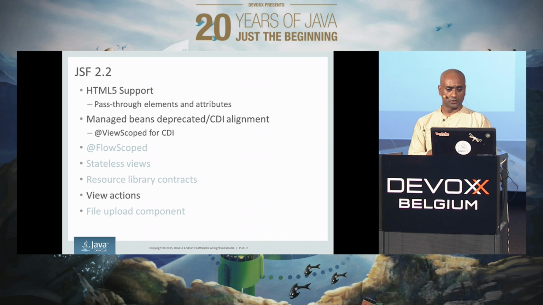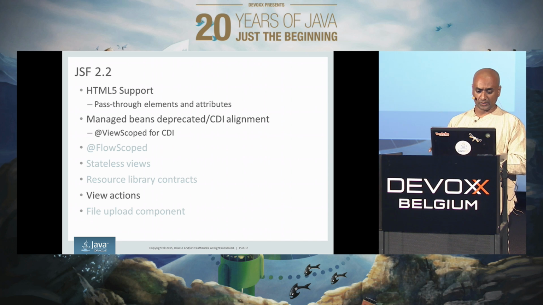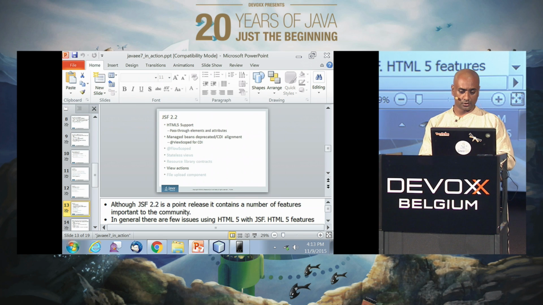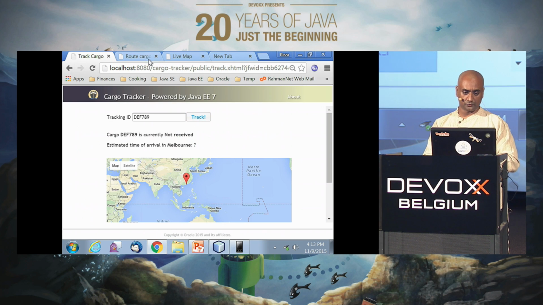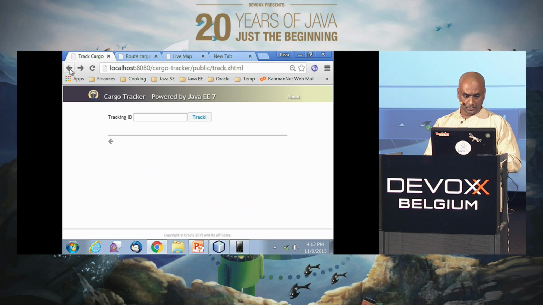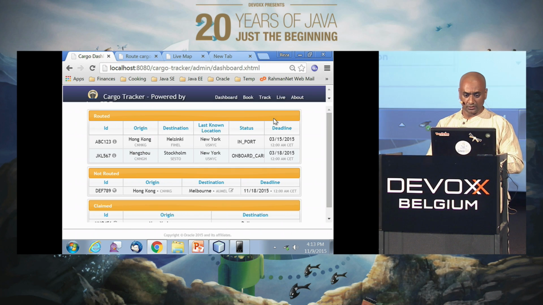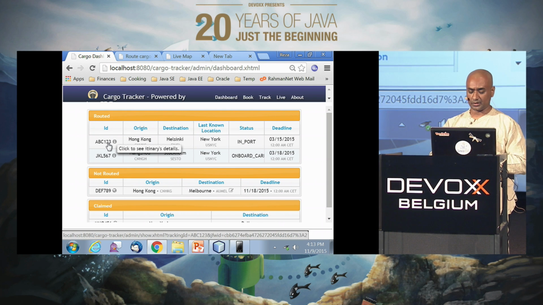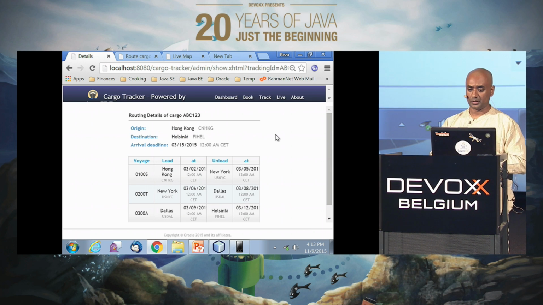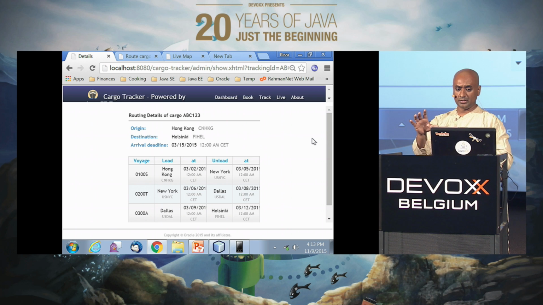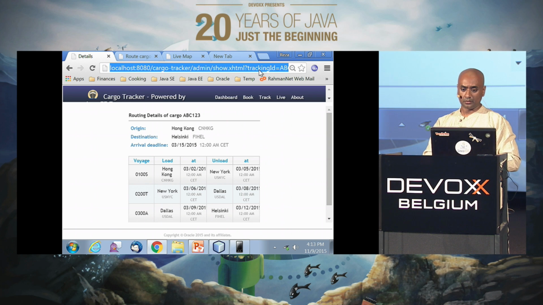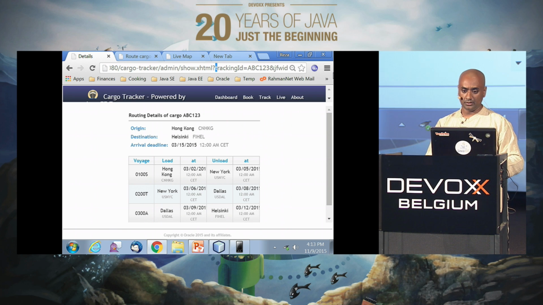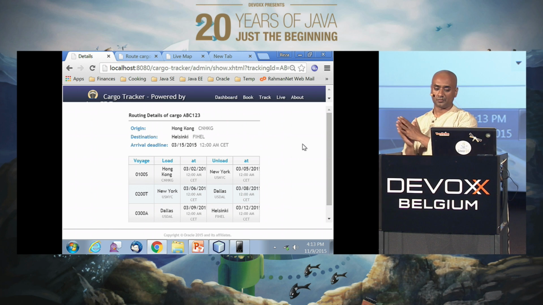View actions are an important one, and actually I'm using view actions to render this particular page. So if you go into the administrative interface, this is not using view actions. This is using view actions, okay? If you look in the detail page for a bit of cargo, you'll notice that I'm feeding it the tracking ID. If you look at the URL, there's a tracking ID equals ABC123. I actually programmatically set that in the page.